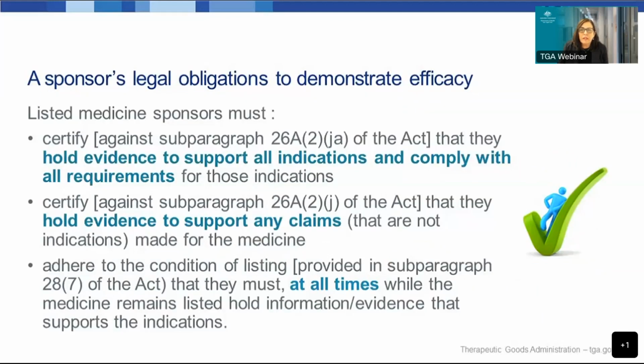Under the Therapeutic Goods Act, sponsors make a number of certifications when they list their medicine. This includes that they hold evidence to support all indications and comply with all requirements for those indications, that they hold evidence to support any claims made for the medicine, and that they must, at all times, while the medicine remains listed, hold information or evidence that supports the indications.